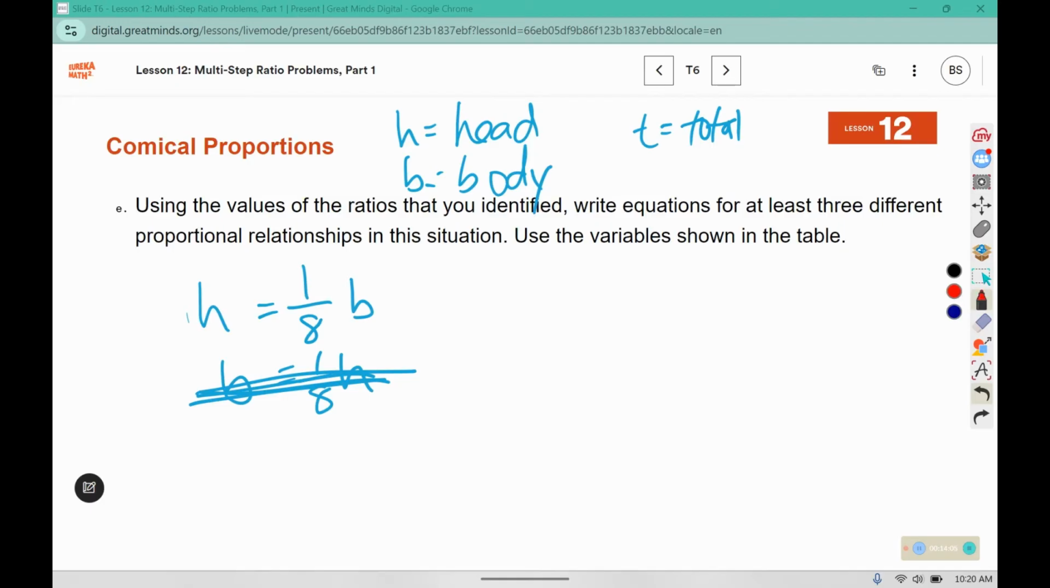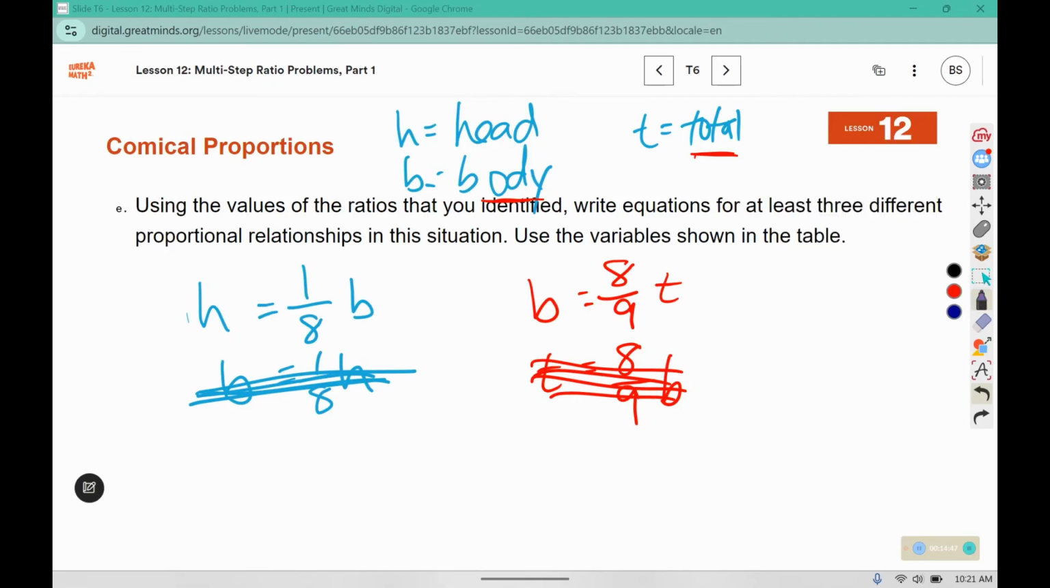In the next one, we had 8/9, referring to the body and the total. We can either write it as B equals 8/9 T, or T equals 8/9 B. Is the body 8/9 of the total, or is the total 8/9 of the body? 8/9 is smaller than 1. So is the total smaller than the body, or is the body smaller than the total? Should be that first one.